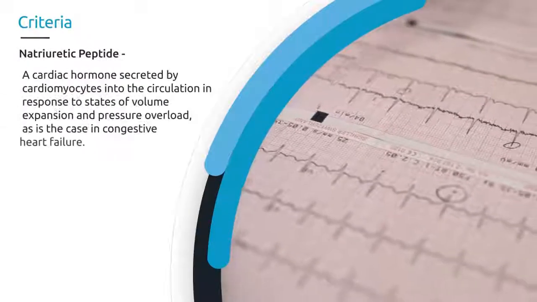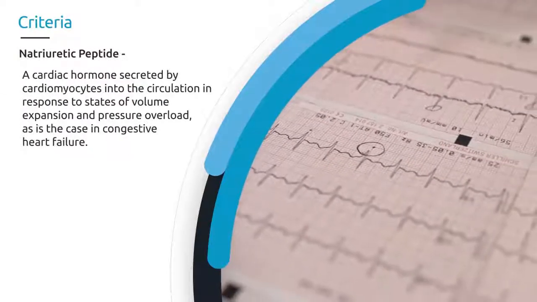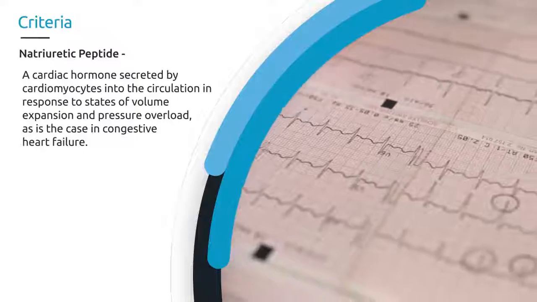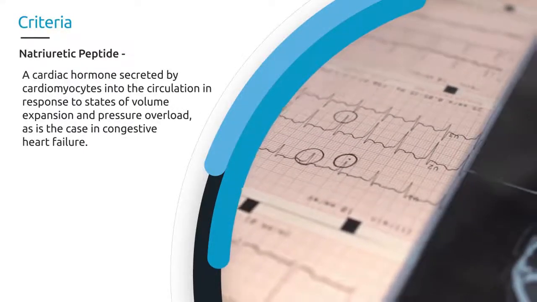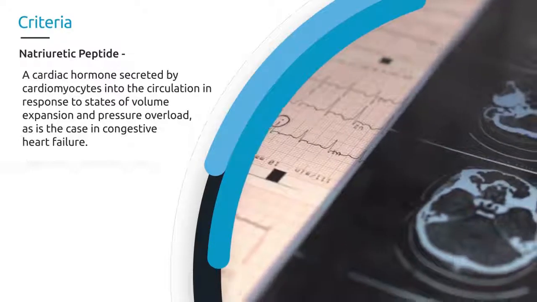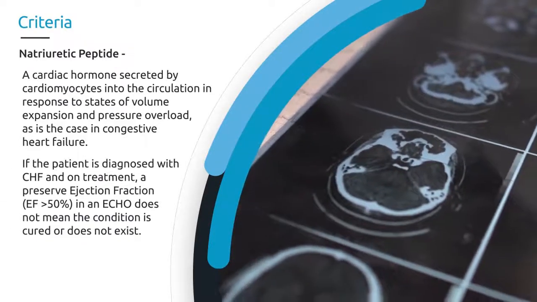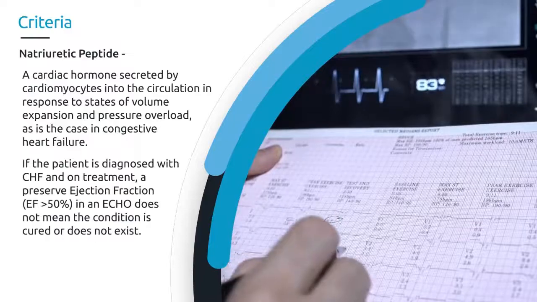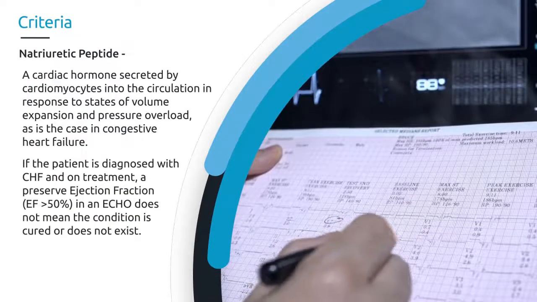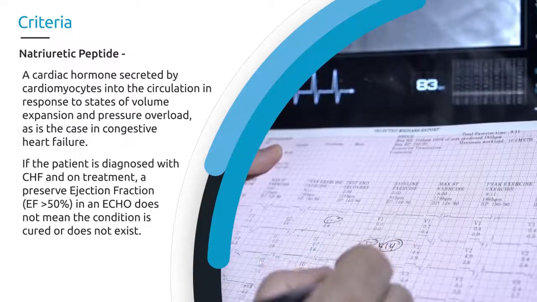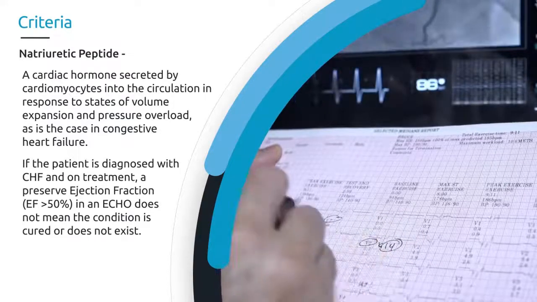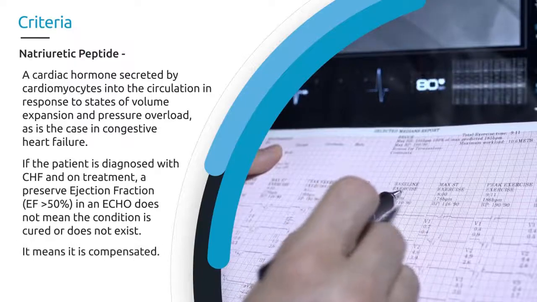Natriuretic peptide is a cardiac hormone secreted by cardiomyocytes into the circulation in response to states of volume expansion and pressure overload, as is the case in congestive heart failure. If the patient is diagnosed with CHF and on treatment, a preserved ejection fraction, EF greater than 50%, in an echo does not mean the condition is cured or does not exist. It means it is compensated.